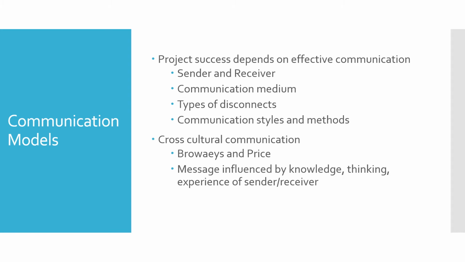The second type of model, commonly used, is the communication model. The project's success depends on effective communication. In early days, most of the failures in project management happened because of ineffective communication or miscommunication. The communication model revolves around the communication between the sender and receiver, the communication medium being used, what type of medium, what types of disconnects, and the different communication styles and methods adopted by the sender and receiver. We're going to talk about three important points in communication models.